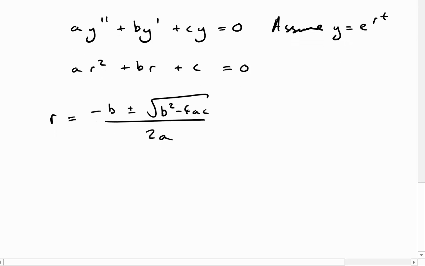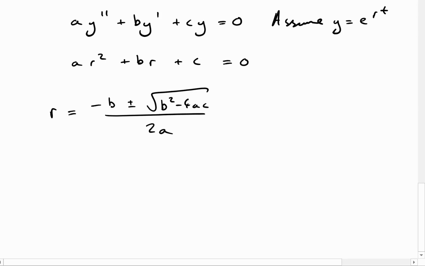So we want to find what r is. r equals, you basically solve this, and you can have three different cases. Case one is when you end up with two roots, r1 and r2. When you solve a quadratic, you get two roots out.